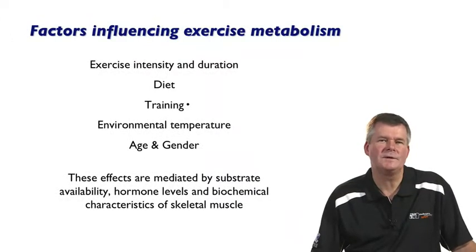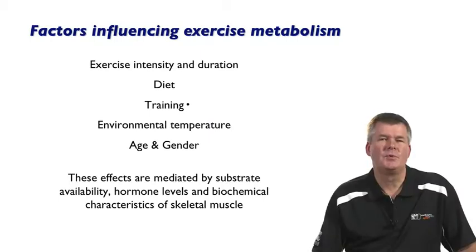As I said, the main factors influencing exercise metabolism are exercise intensity and duration. These can be influenced by the preceding diet. A high carbohydrate diet tends to promote the oxidation of carbohydrate, and a high fat diet appears to promote, or does promote, the oxidation of fat during exercise. An important adaptation to training is a reduction in carbohydrate utilization at a given power output after training.